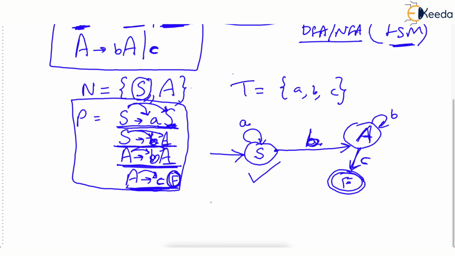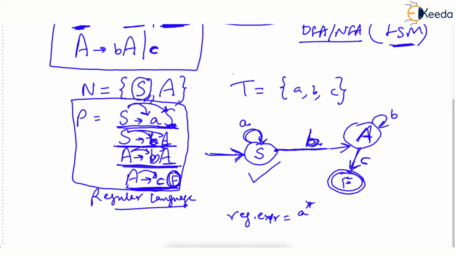which will generate the regular language. But what is the regular language? It is same as regular expression. What is that? You can see that in the start state you can get 0 or more a's. So that's a star followed by b. Compulsory b, one b must be there, and then 0 or more b's. Look at this loop, 0 or more b's, and then followed by c.